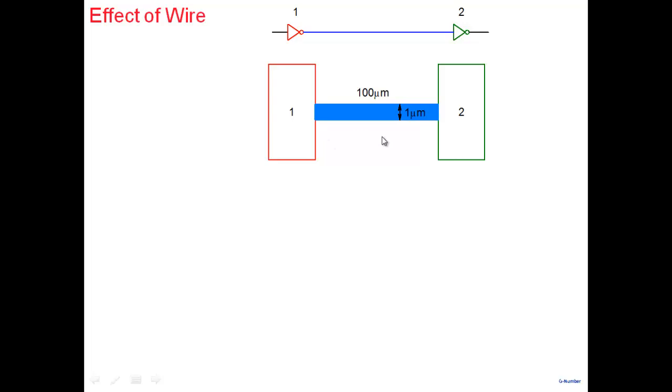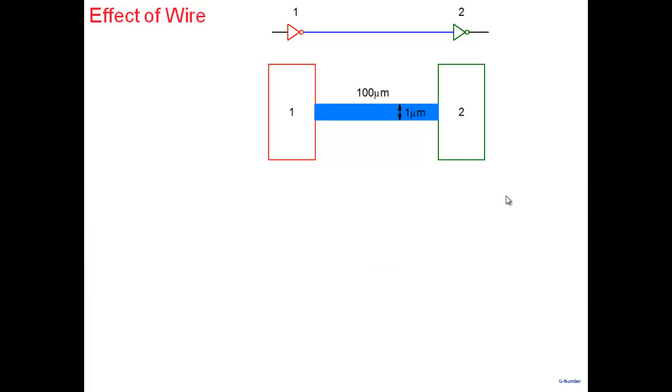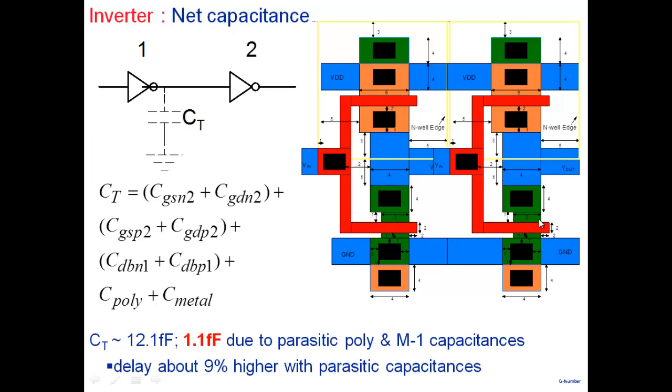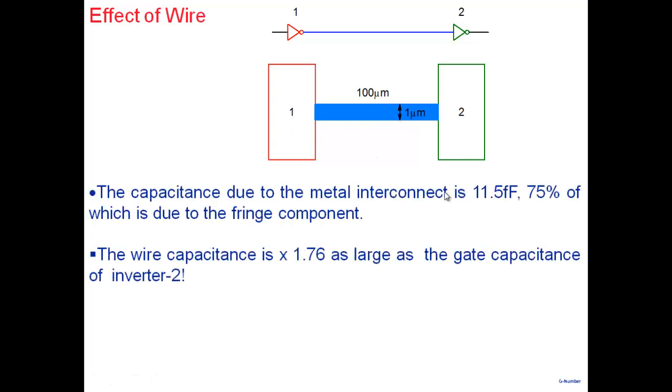If I had this, let's say a 100 micron metal one wire, width 1 micron, then the capacitance due to the metal interconnect would have been 11.5 femtofarad. Now note, the gate capacitances, CGS, CGD, all add up to something like 11 or so. The device capacitances are around 11 femtofarad. When I add a wire like this, the wire capacitance is 11.5 femtofarad, 75% of which is due to the fringe component. Fringe means the perimeter. The wire capacitance is 1.76 times as large as the gate capacitance of inverter 2.